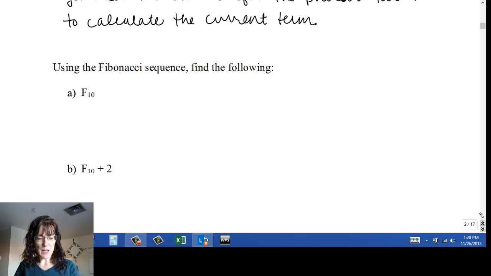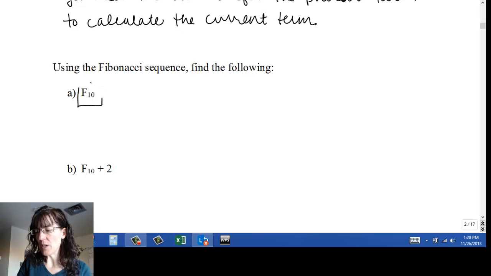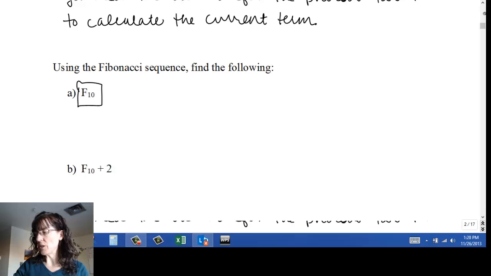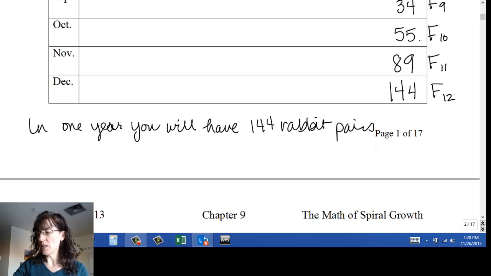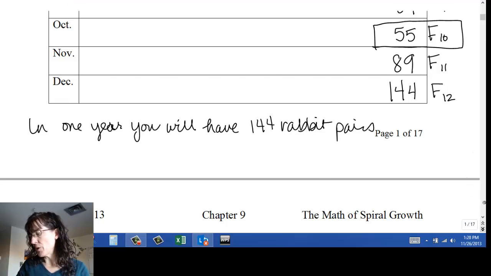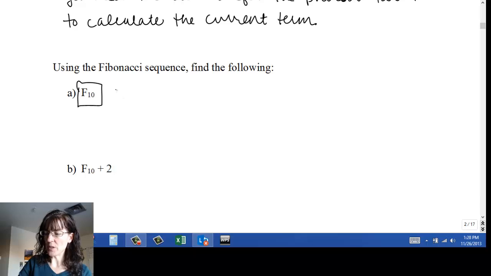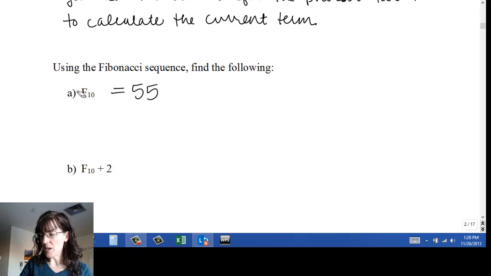Okay, and so using that, we can find some of the Fibonacci numbers. This one says find f sub 10. That means the 10th element in the sequence, the Fibonacci sequence. So all I have to do is go back to this page where we wrote them all out, and I can see that my f sub 10 is 55. So that's the answer I'm looking for on this problem. So I can say equals 55.